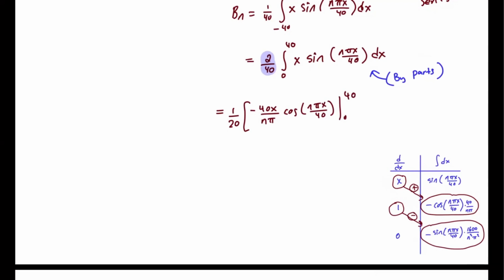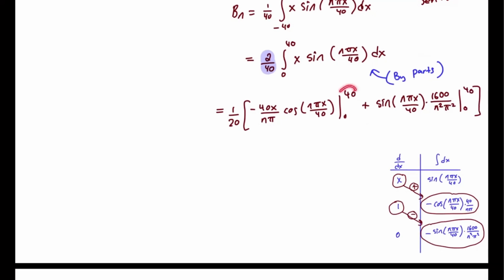And then we got minus, so the next function is positive. We'll have positive 1 times sine of n pi x over 40. And we're going to multiply this with 1600 over n squared pi squared. Evaluate this from 0 to 40. All right, so that's what it looks like.